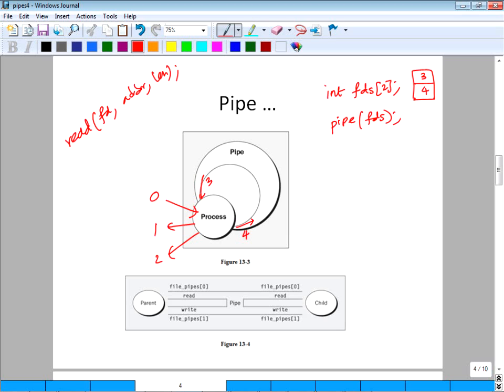But why would you create a pipe to write to yourself? That doesn't make much sense. Well, once you go to the bottom picture, it makes a lot of sense. What is the bottom picture? After you create a pipe, you fork.